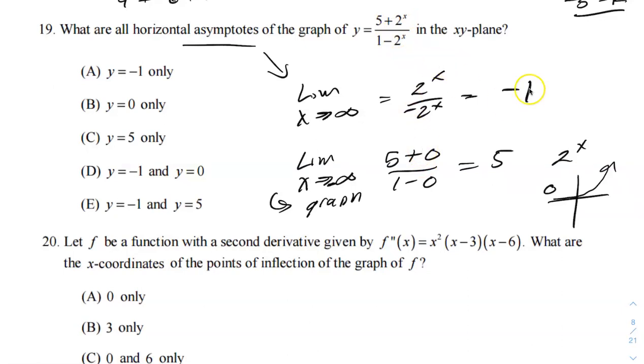So those are my horizontal asymptotes. For the one at infinity, look at the powers, top and bottom. In this case they're both the same, so it's a ratio: negative 1. And as you go negative, you look at the graph. These terms go to 0 because it's an exponential graph, so you get 5 over 1. So negative 1 and 5 are my answers. So E.